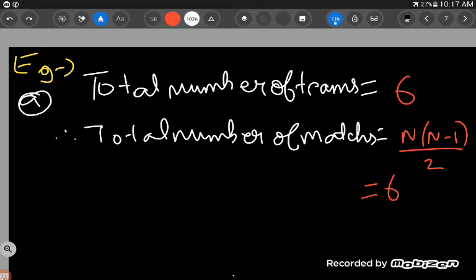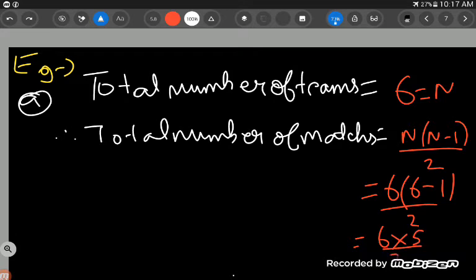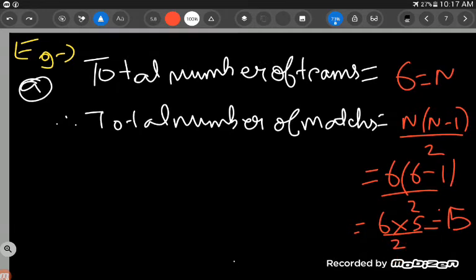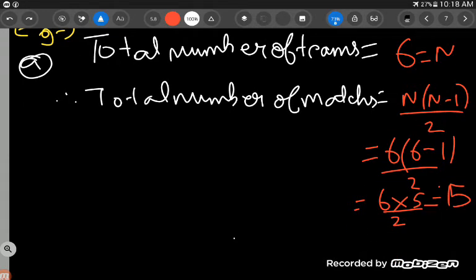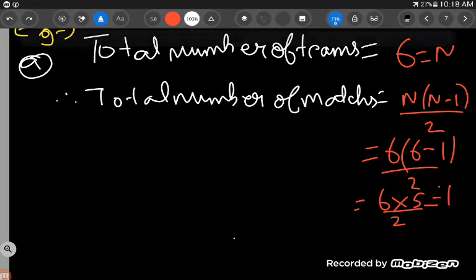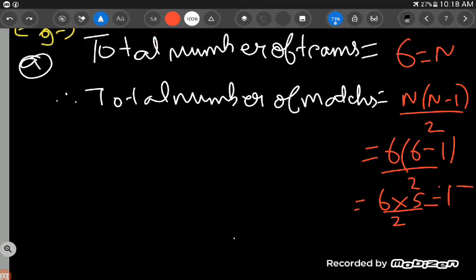What is n? 6. Again 6 into 6 minus 1 upon 2. When it is calculated, you will get 15. It means when you draw the fixture, the total number of matches held will be 15. Total number of rounds you have rotated in the last page.